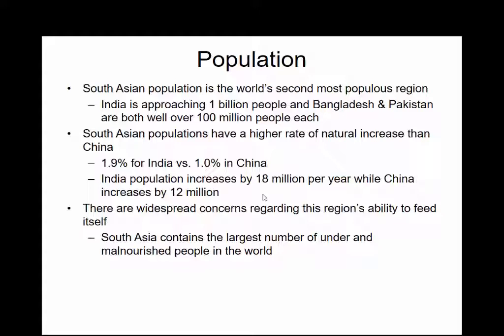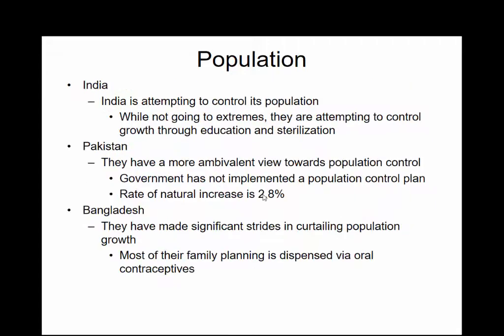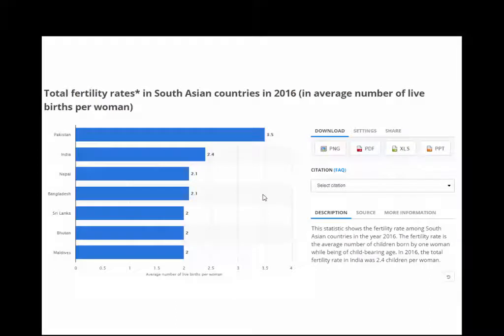South Asia contains the largest number of under and malnourished people in the world, largely because we have got a lot of economic strife in Bangladesh and India. We can see total fertility rates. Okay. The average number of children born to one woman, and this is in 2016. So India 2.4, Pakistan 3.5.